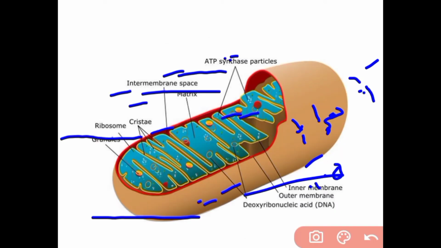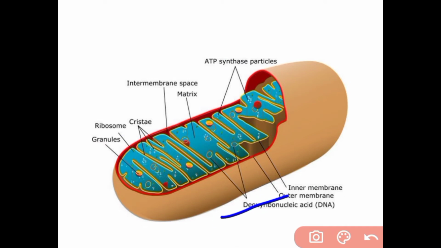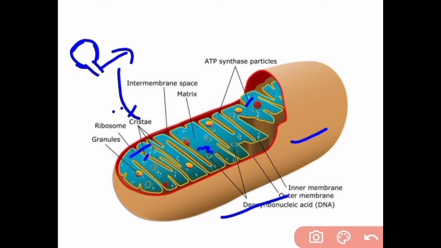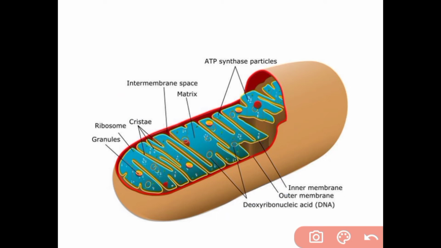Then here it is also a mitochondria. You can also follow this picture. Here ATP synthesis occurs. This is the matrix region, and the cristae, which is the racket-like structure. Ribosomes are present here as granules, and this is the inner membrane. This is the outer membrane, and here circular DNA is present.